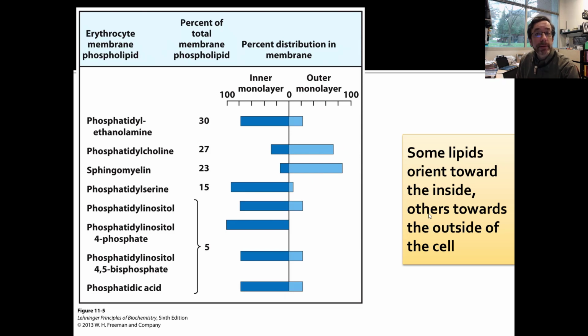You can also have differences in the inner and outer monolayers. On the last slide you had differences between the inner mitochondrial membrane and the outer mitochondrial membrane. Well, this shows you that the different sides of the monolayer can even have different compositions. For example, the dark blue bars show what's in the inner monolayer and the light blue bars show what's in the outer monolayer. You can see that sphingomyelin and phosphatidylcholine both point out. Other things like phosphatidylserine and phosphatidylinositol point to the inside.